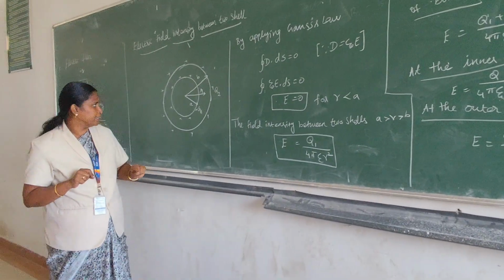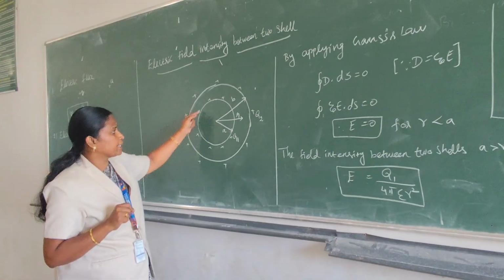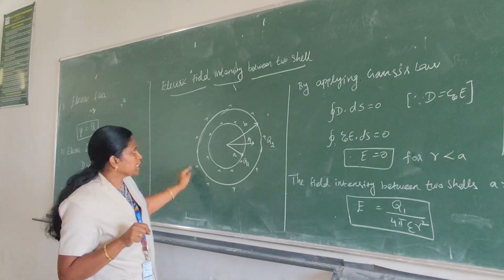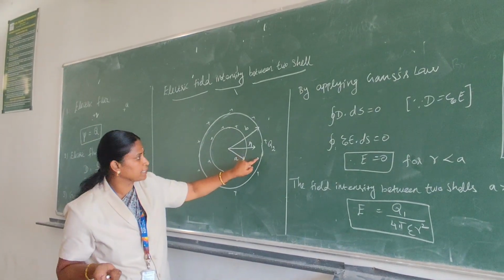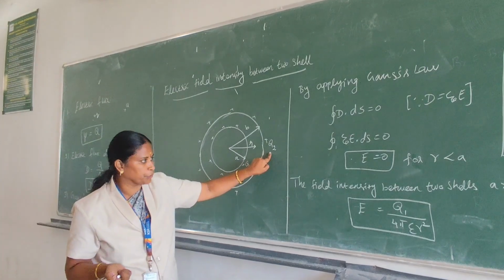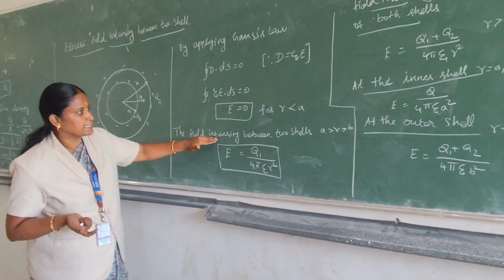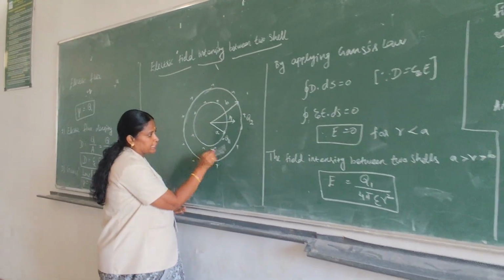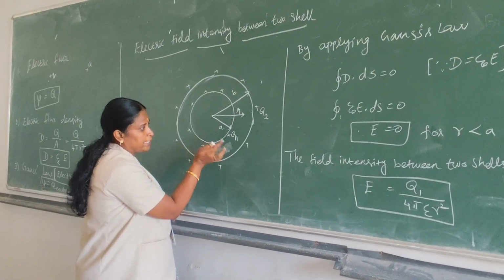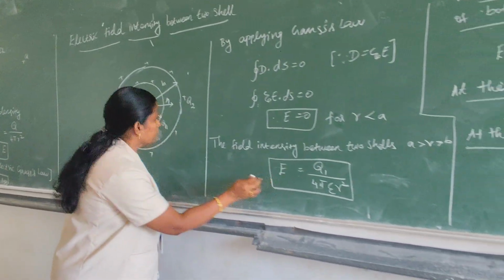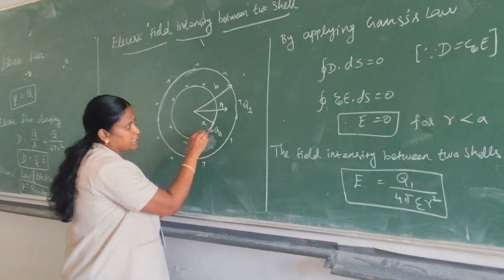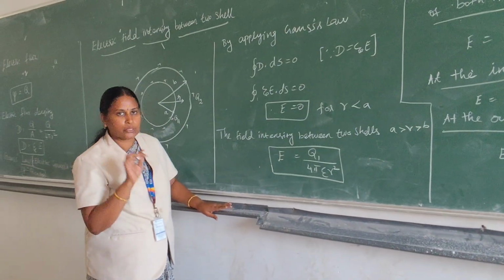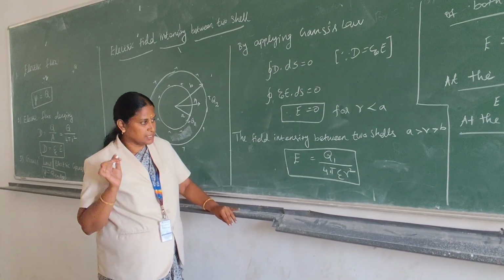Next, the field intensity between two shells. As I said earlier, outside the inner spherical shell the charge enclosed is Q1, and outside the outer spherical shell the charge enclosed is Q2. Here we are finding the electric field intensity between A and B, that is, R is between A and B, right? In this case the charge enclosed is Q1, and we know the general formula for electric field intensity is E is equal to Q by 4 pi epsilon R square.